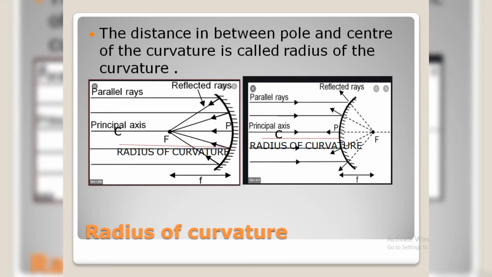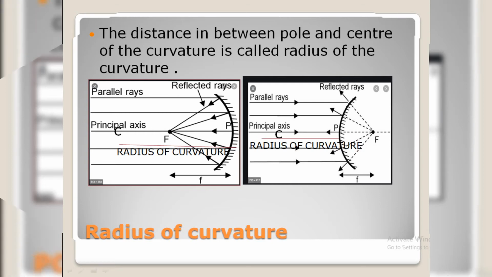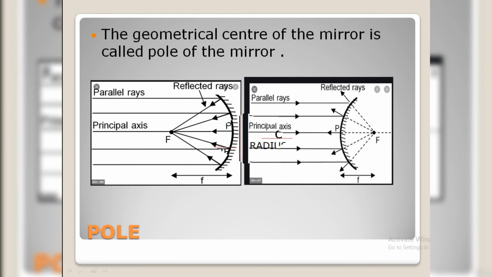Next we are going to discuss radius of curvature. What is the meaning of radius of curvature? Always we have to measure the distance from the pole to the point where we are finding, okay. From the pole to that point we will take the distance. Here the radius of curvature is nothing but the distance between the pole and the center of curvature.